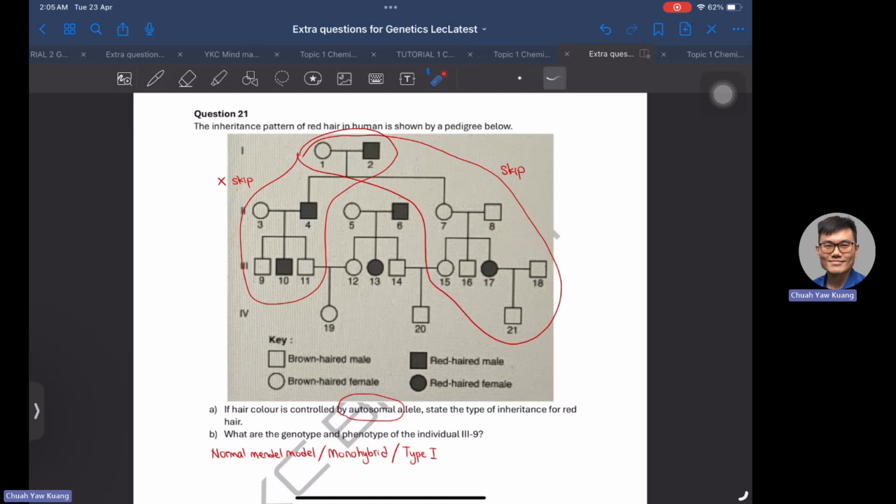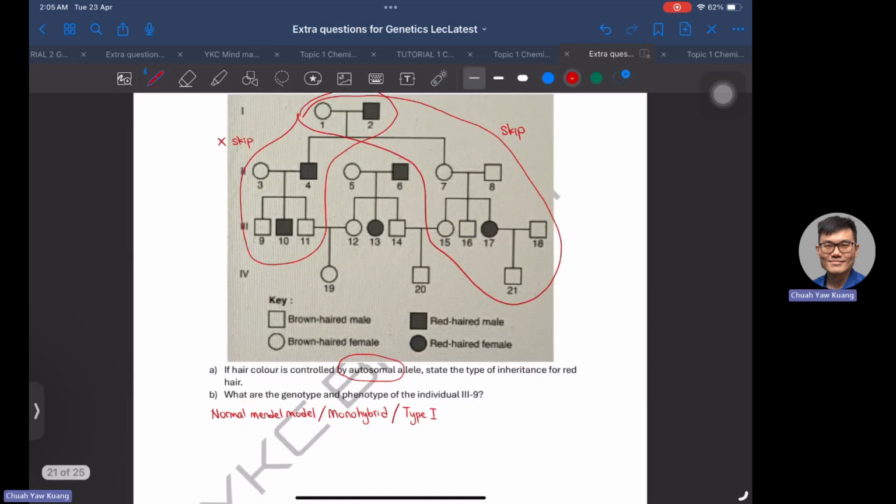Now the question A here: type of inheritance for red hair. So is this red hair dominant or recessive? Like I said just now, we have found a pair of parents that are not affected but produce a child that is affected. This will mean that this is definitely recessive. You can refer back to the identification point in the mind map. When both parents are not affected but they produce a child that is affected, then this must be recessive.